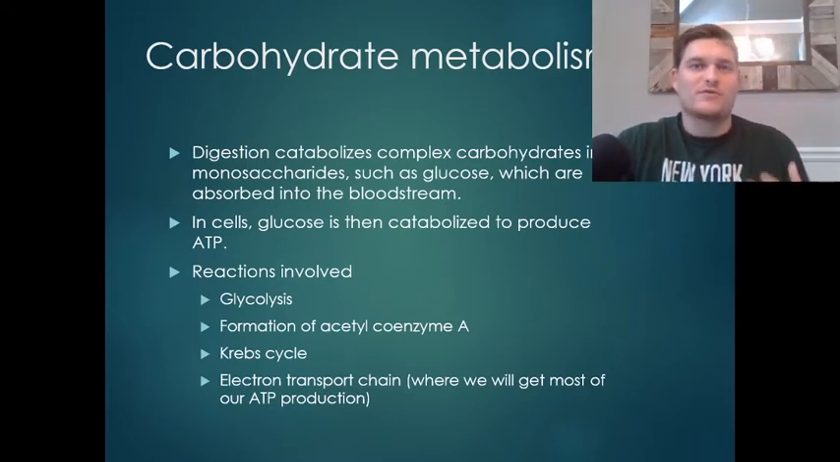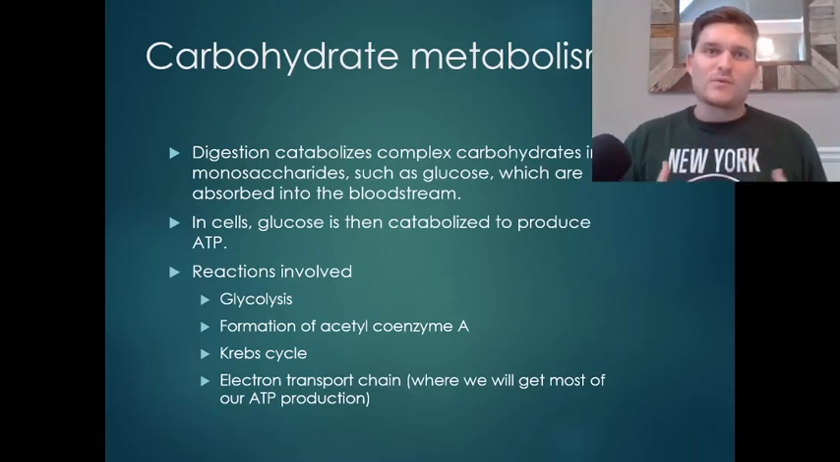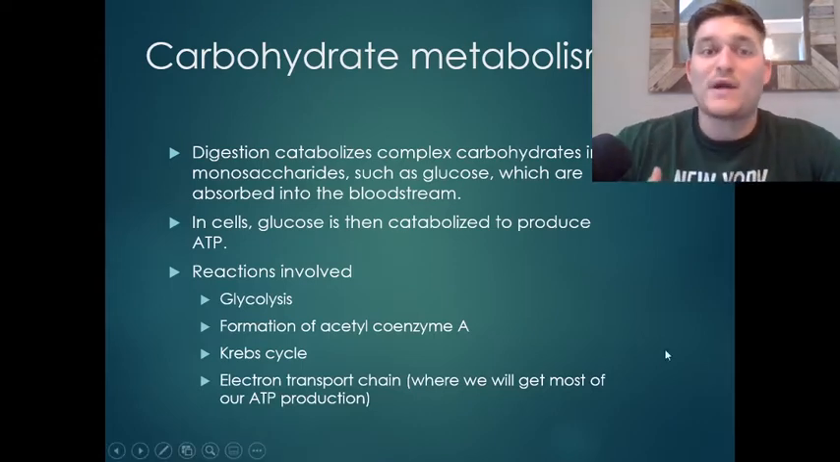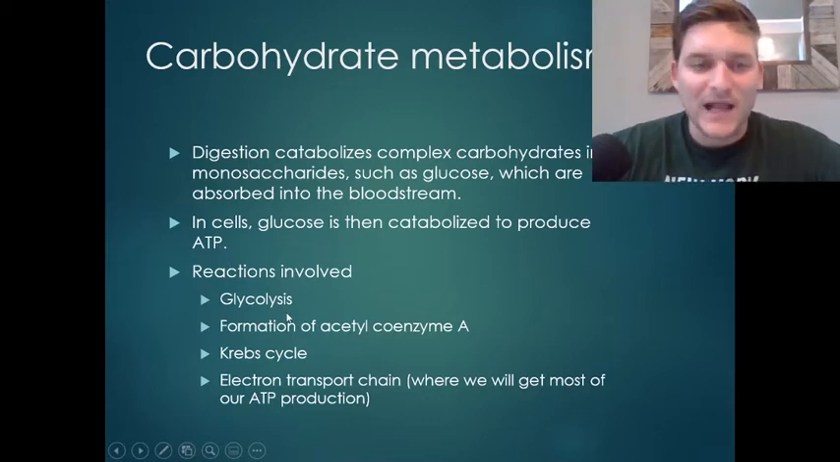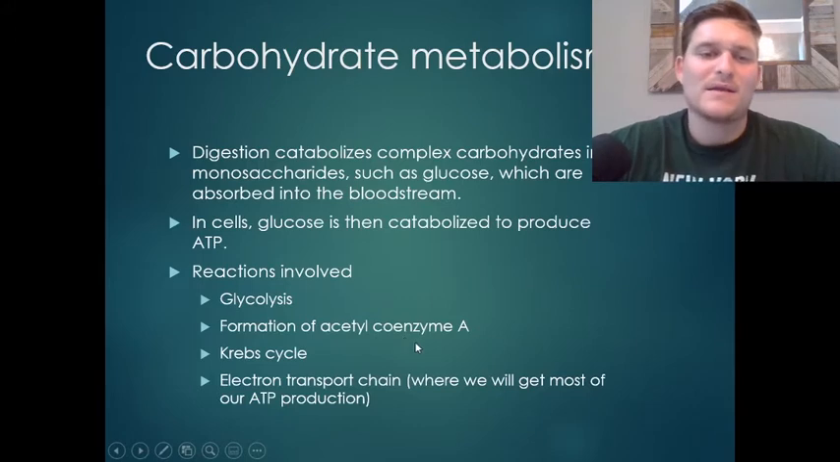So that's carbohydrate metabolism. What we're doing when we break down carbohydrates is we're trying to get glucose, and that glucose will be used within our cells in order to generate ATP. So first we have to go through glycolysis, and we're going to break that down. Then we need to convert pyruvic acid to acetyl-CoA, and then acetyl-CoA can be used to generate more energy through the Krebs cycle and the electron transport chain.